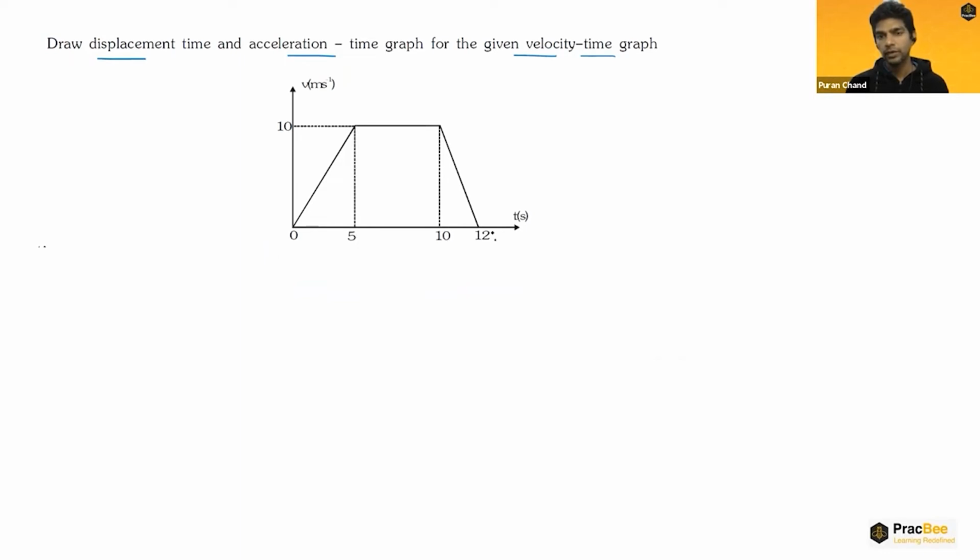And from 10 to 12, the particle is decelerating, right? Okay, so now we have to draw the displacement time and the acceleration time graph. So let us first draw the acceleration time graph. So what is the acceleration? Acceleration is defined as dv by dt, right?